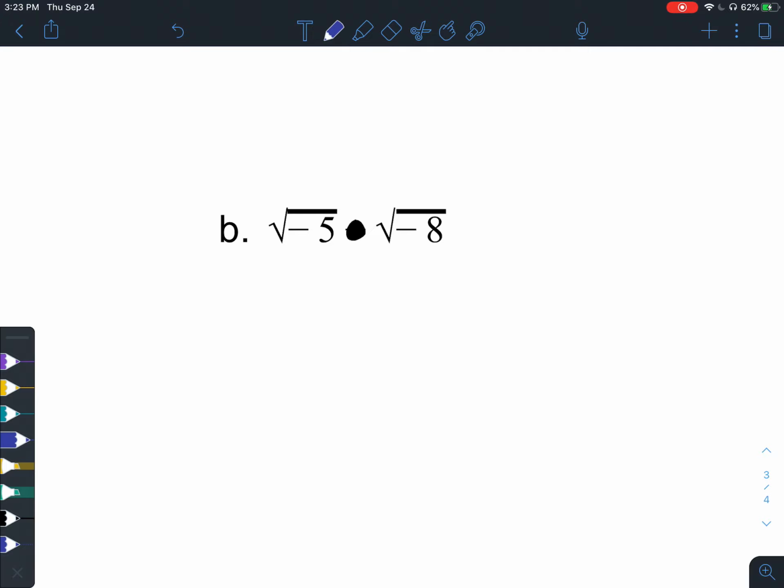So what we're going to do is multiply negative 5 and 8 together, and I get positive 40. The perfect square that goes into 40 is 4, so the square root of 4 times the square root of 10. So we get 2 radical 10 as our answer.